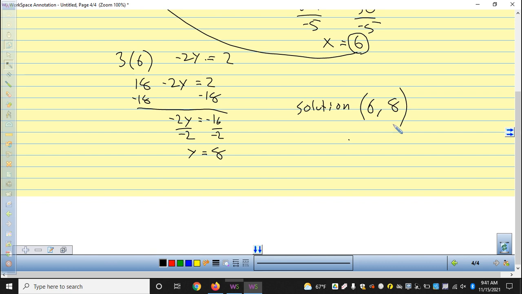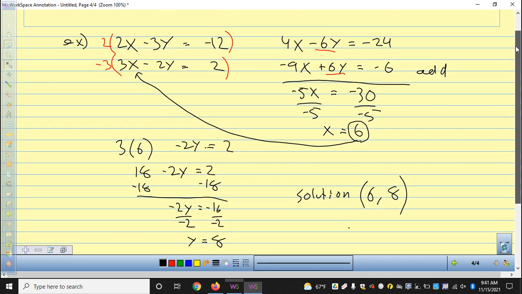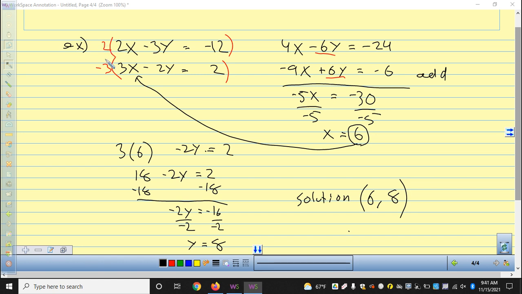All right, questions there? So this one we had to multiply by 2 different numbers to get the things that we wanted to add together to give us 0. All right, let's look at one last example.